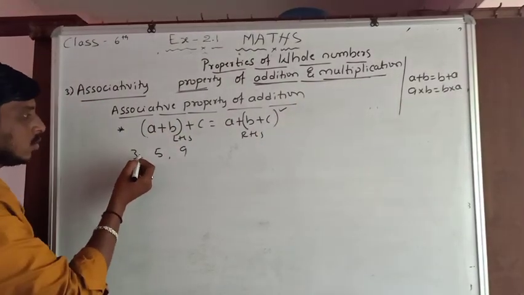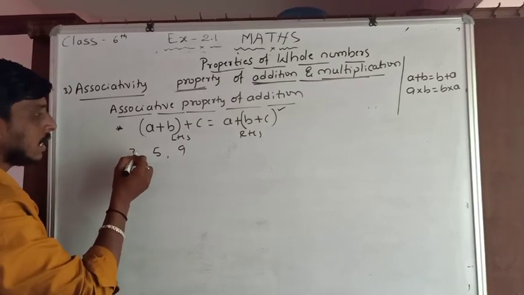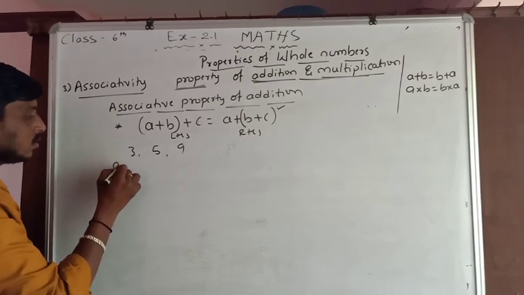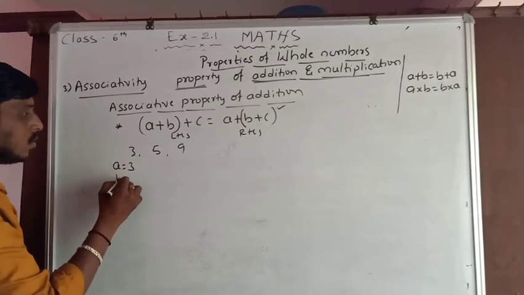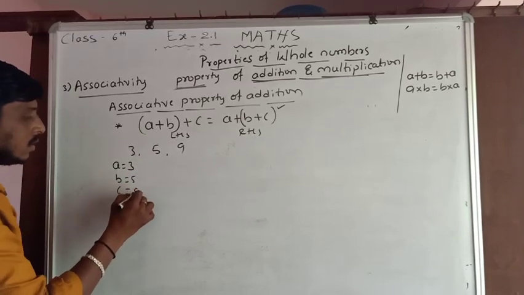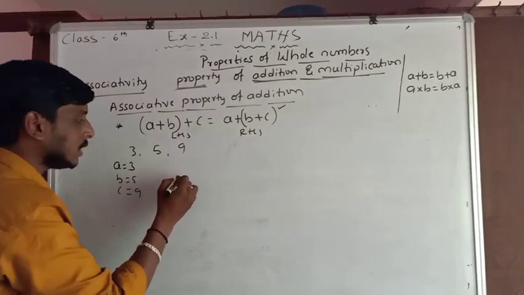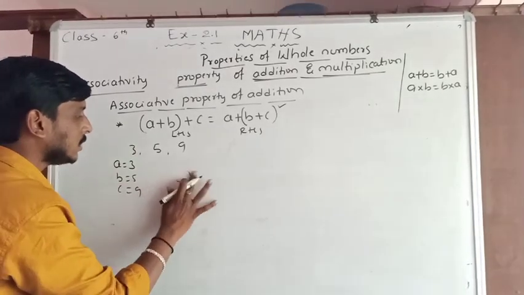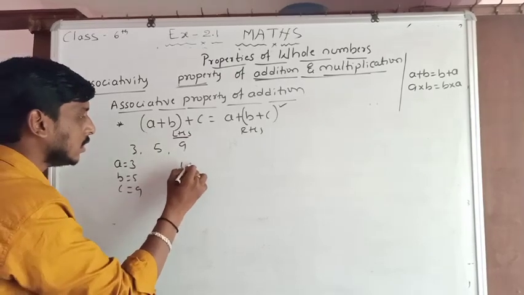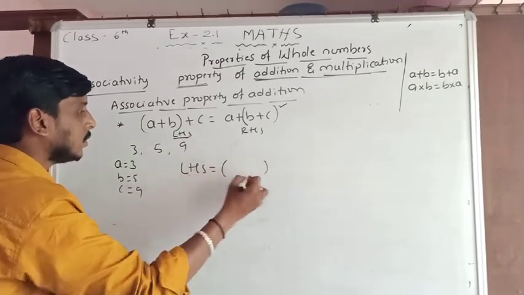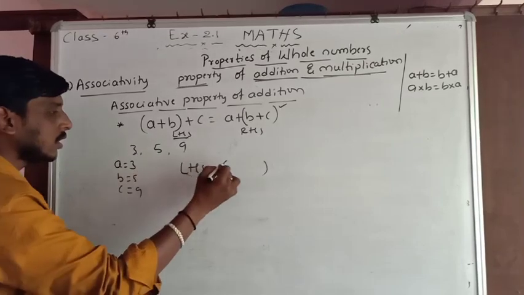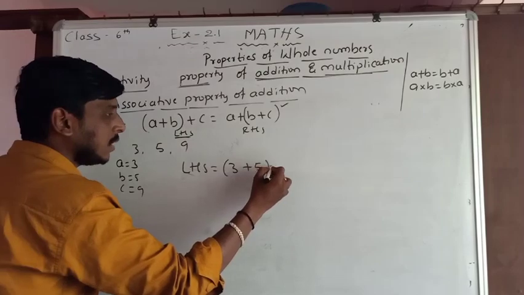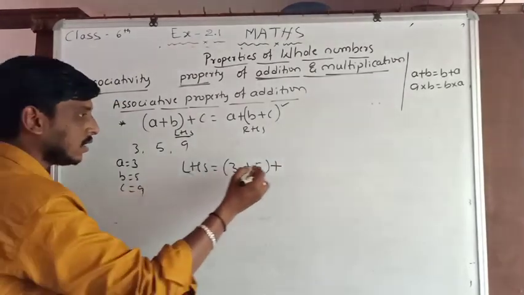So here I took three whole numbers, 3, 5, 9. You can write a value 3, b value 5 and c value 9. So a plus b plus c, just put the values. First I will write LHS because I will start with LHS. First the bracket is there, a plus b means 3 plus 5. After that plus is there, and c is 9.